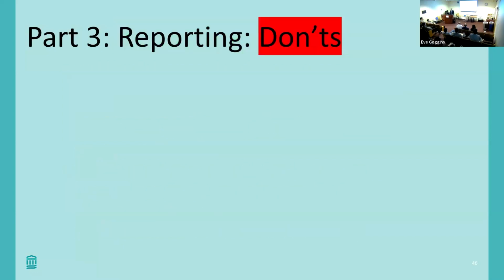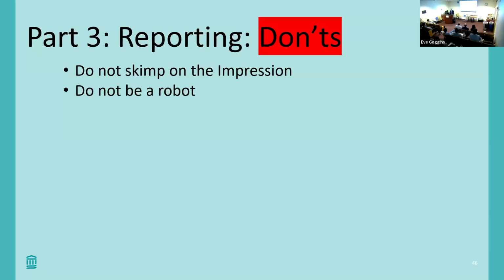So don'ts. Yeah, "don'ts" has an apostrophe because it's like "do not," but you don't apostrophize plurals. So do not skimp on the impression. Do not be a robot. I mentioned don't skimp on the impression before. I don't need to belabor the point. Do not be a robot.